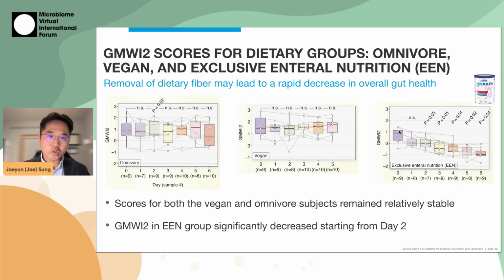But for the exclusive enteral nutrition or EEN diet, which the participants were eating a totally fiber-free synthetic powder diet from a specific food company, GMWI2 began to drop almost immediately after starting this powder diet, starting from day 2. So again, a lesson to not skip fiber in your diet.